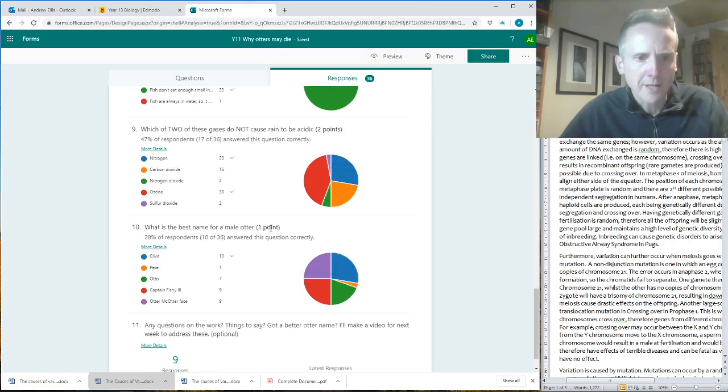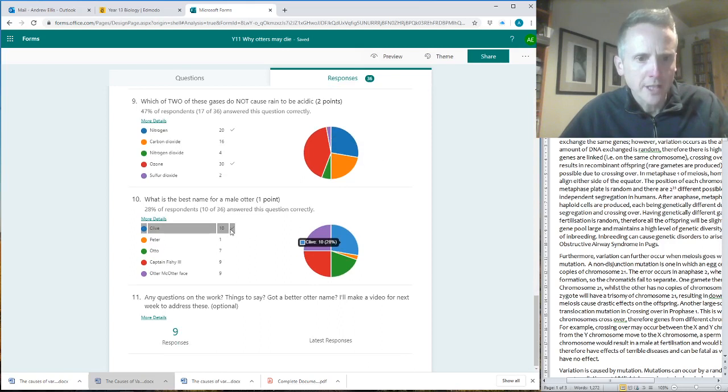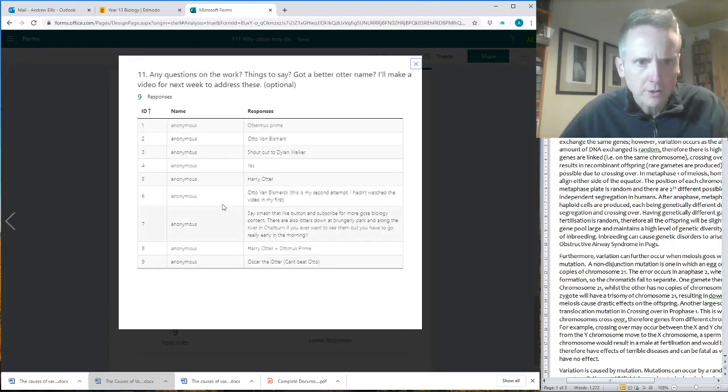And the best name for the male otter, amazingly, 10 of you picked my correct answer. He was called Clive. However, your responses were brilliant. Let me just bring up yours. So we've got Optimus Prime, Otto von Bismarck. Shout out to Dylan Walker. Strange name for an otter. Harry Otter, like Harry Potter, like it. Otto von Bismarck.